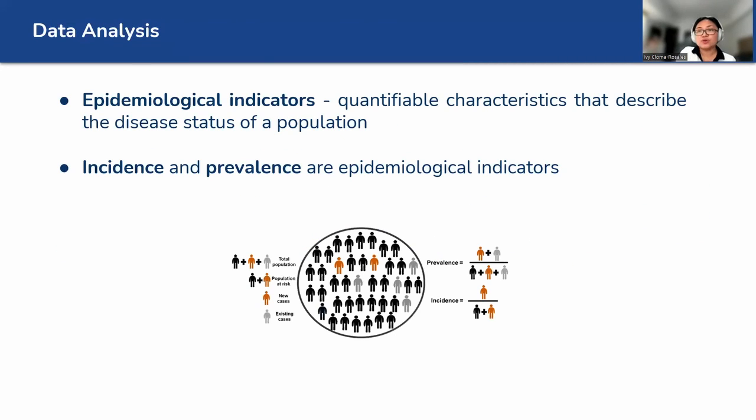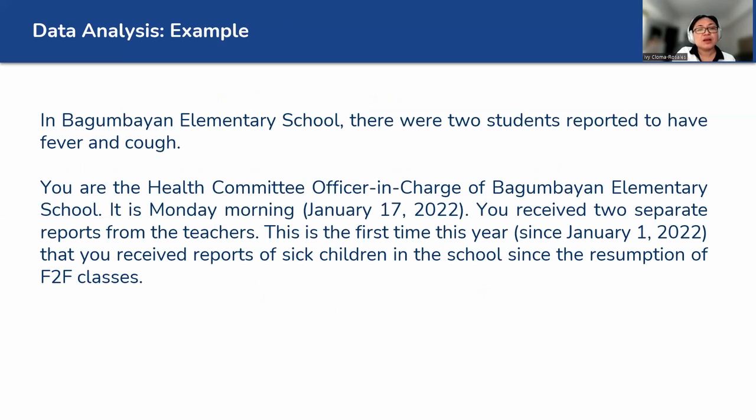Okay, so previously we talked about incidence and prevalence. So that's the use of epidemiological indicators or morbidity indicators. We won't really talk about mortality since this is a school health setting. So let's see an example. We'll do this first to prepare you for the exercises. Okay. All right. So let's do this.